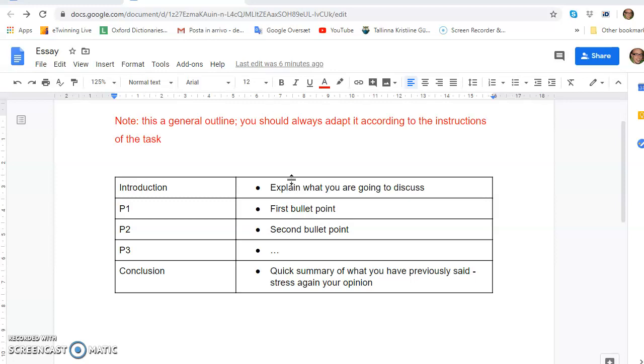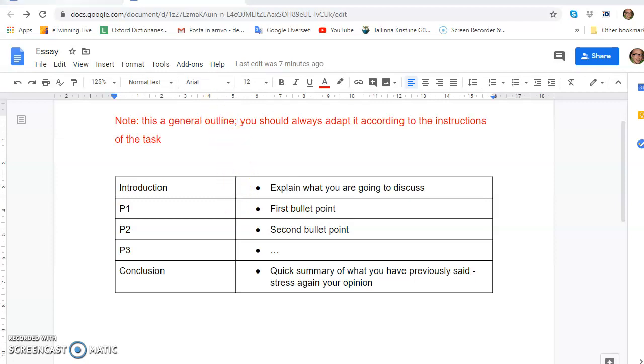After discussing all the points provided by the instructions, it's time to conclude. And in the conclusion here, you are going to make a very brief summary of what you have previously said, and you are going to stress again your opinion. As I said, most essays are about your opinion or about presenting advantages and disadvantages on a certain topic. Therefore, you need to keep that in mind when writing your conclusion because you need to get back to it in order to leave a memory in the reader's mind.